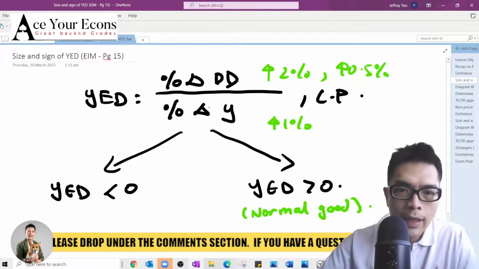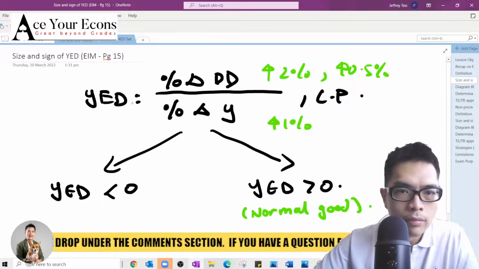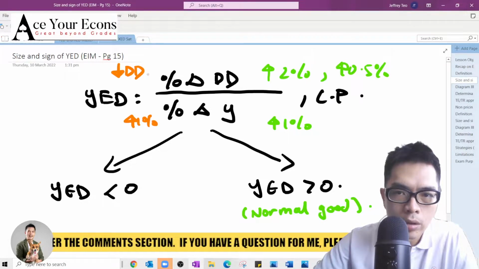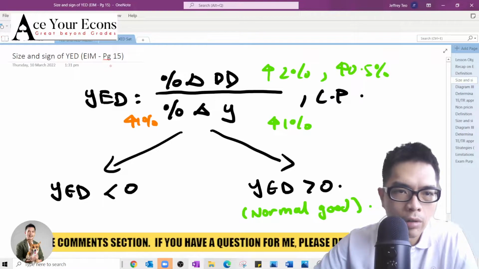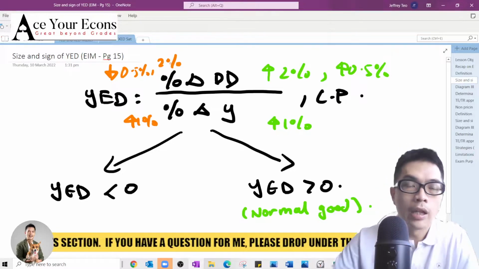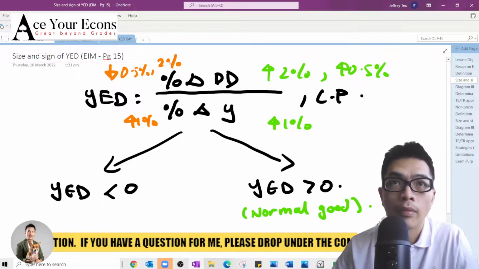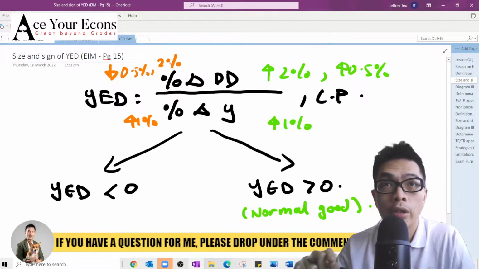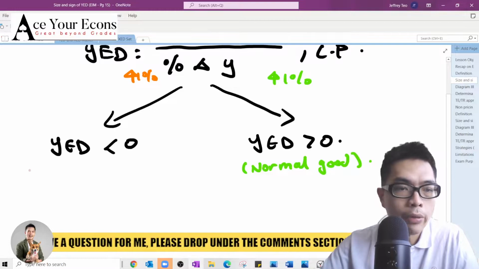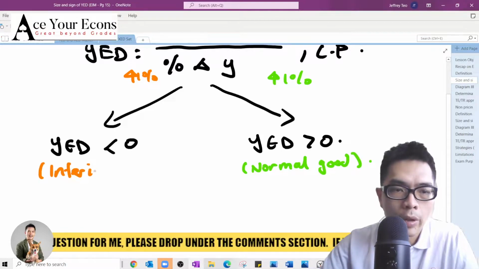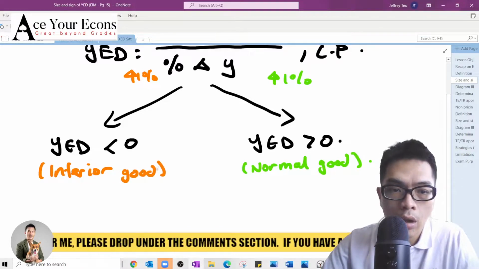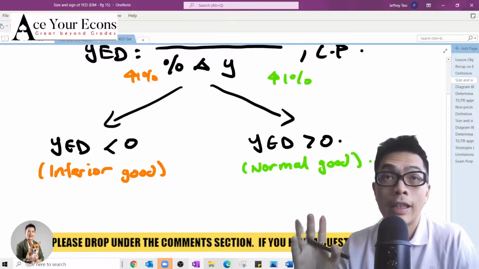So if you realize that when there is an increase in household income by 1%, but there is a fall in demand of the good, maybe whatever amount, 0.5%, 2%, they go in the opposite direction. When one goes up, the other goes down. This is going to cause your YED to be negative. So this is what we call an inferior good. When income goes up, demand goes down: inferior good. So all of you have to be familiar with the signs.